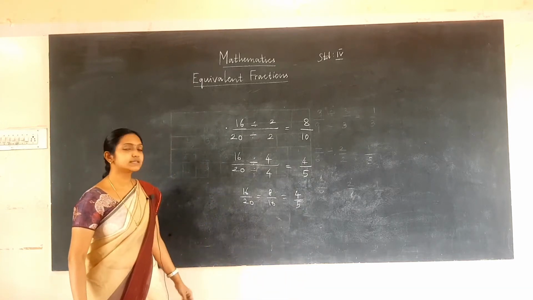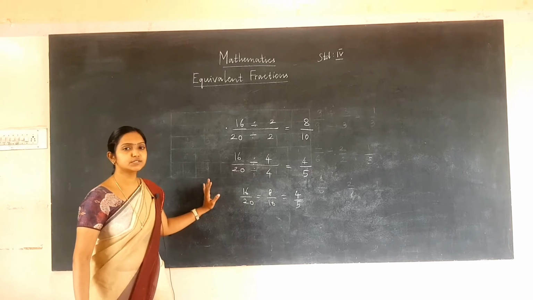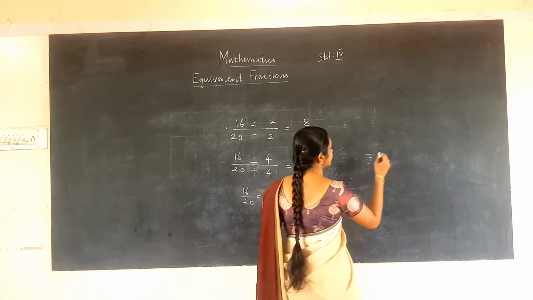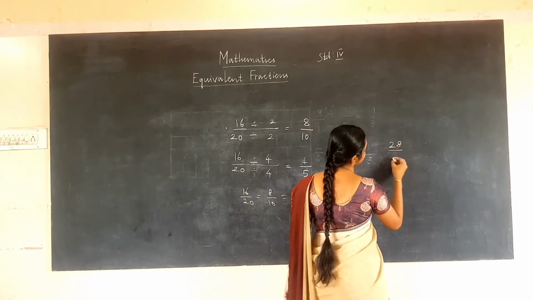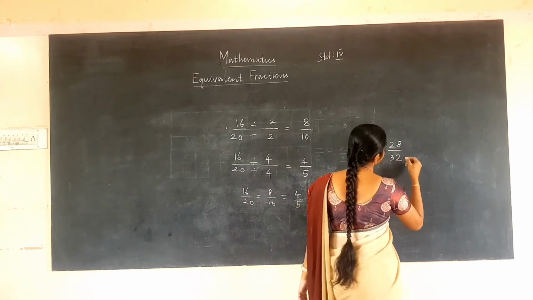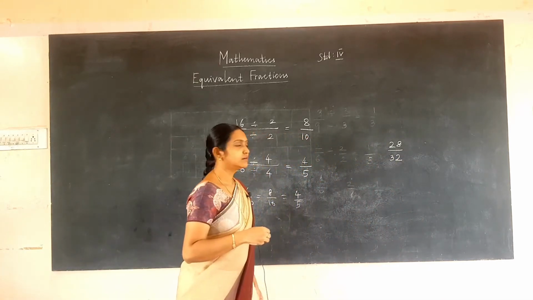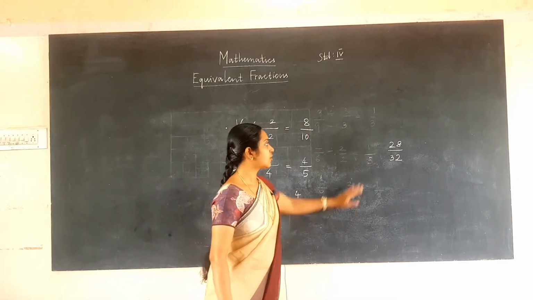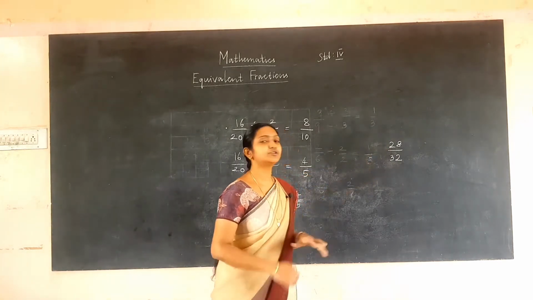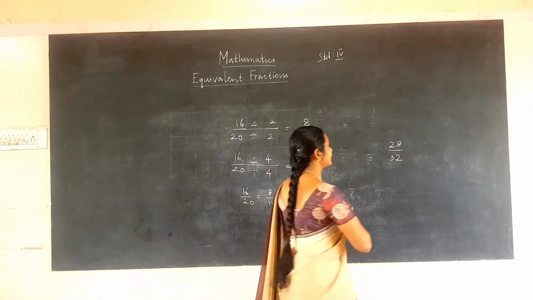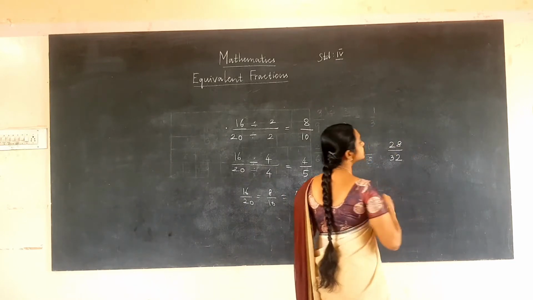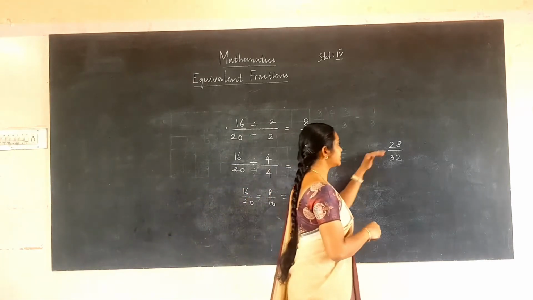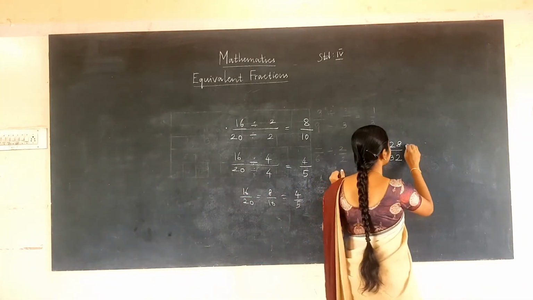Reducing the fraction means we should reduce the fraction as much as possible, until the common factor is 1 for both the numbers. Let us consider 28 by 32. We are going to reduce 28 by 32. The common factor for 28 and 32 is 4 here. 2 is also a common factor, 4 is also a common factor. Let us reduce it with 4. So we are going to divide it by 4.